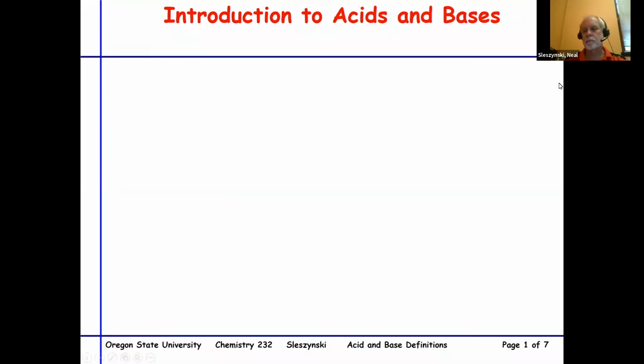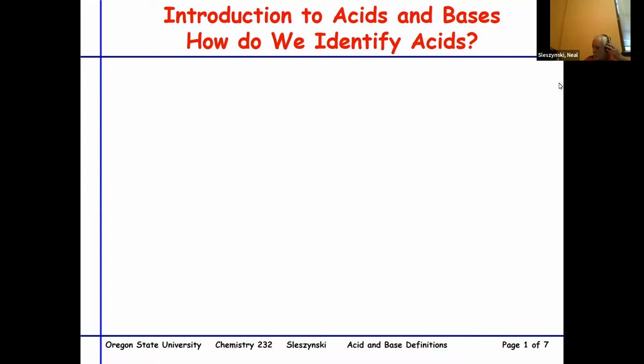This is a short tutorial to introduce the concepts of acids and bases. The first question we can ask ourselves is, how do we identify which compounds are going to act as acids? Well, we have some characteristics of acids that we'll identify here.